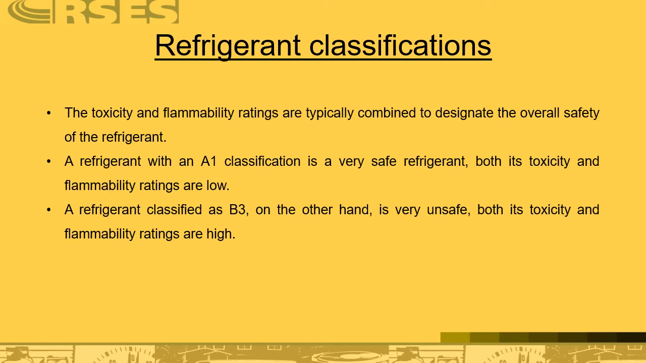Refrigerant classifications: the toxicity and flammability ratings are typically combined to designate the overall safety of the refrigerant. A refrigerant with an A1 classification is a very safe refrigerant, both its toxicity and flammability ratings are very low. A refrigerant classified as a B3, on the other hand, is very unsafe, both toxicity and flammability ratings are very high. I would say that butane or propane, which is a fuel source, would fall under this category.